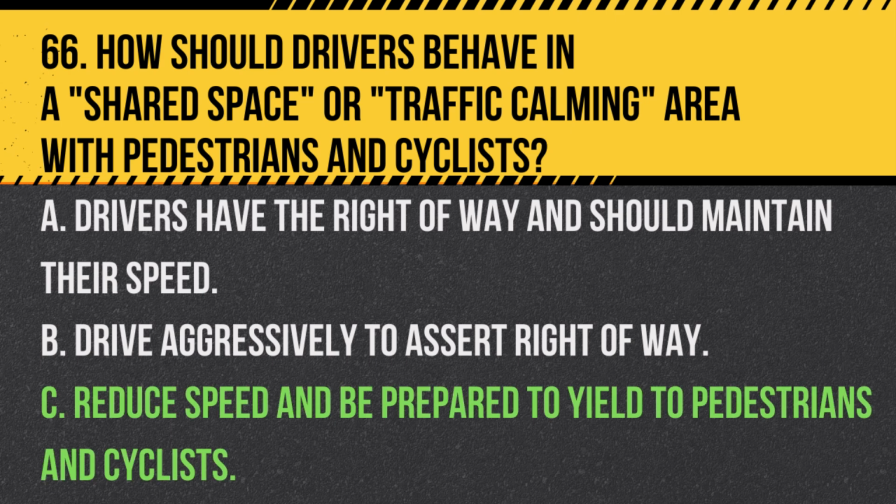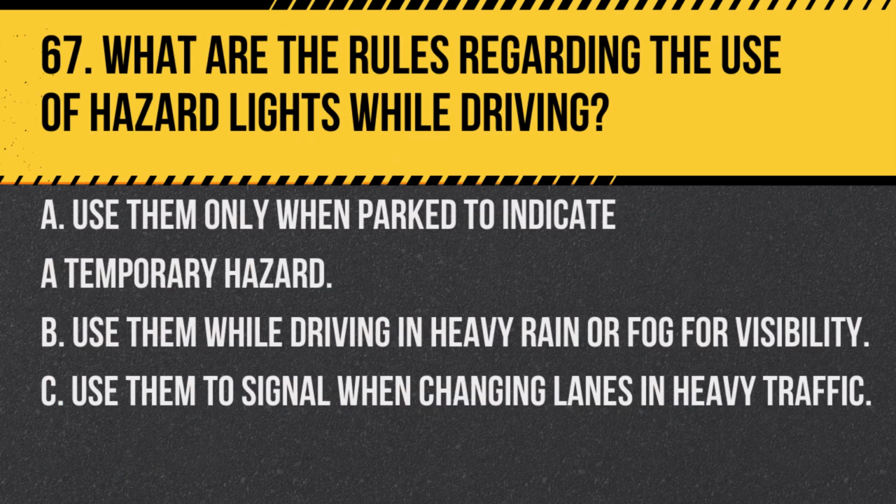Answer C. Reduce speed and be prepared to yield to pedestrians and cyclists. Shared spaces are designed to enhance safety for all users by encouraging slow speeds and heightened awareness. Question 67. What are the rules regarding the use of hazard lights while driving? A. Use them only when parked to indicate a temporary hazard. B. Use them while driving in heavy rain or fog for visibility. C. Use them to signal when changing lanes in heavy traffic.